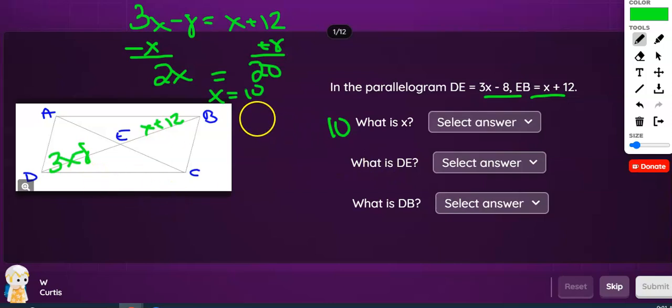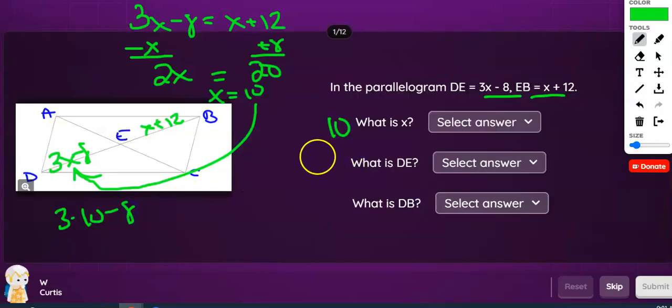Plugging in, if I want DE, I'll plug in right here, which would be 3 times 10 minus 8, which is 22. And if I want the entire D to B, remember they're both 22 because it's bisected, so that would be a total of 44. Now note on the test, it only asks you for the last number, which in this case is the 44.